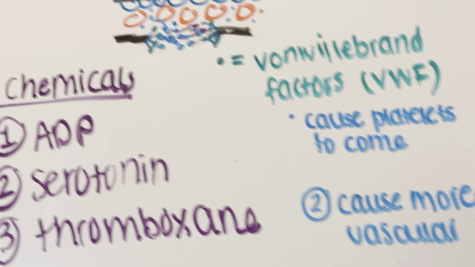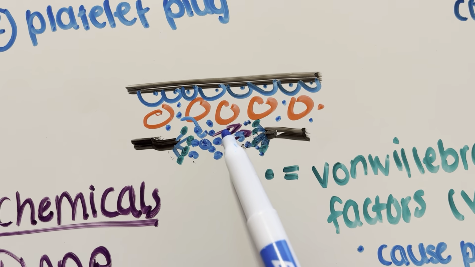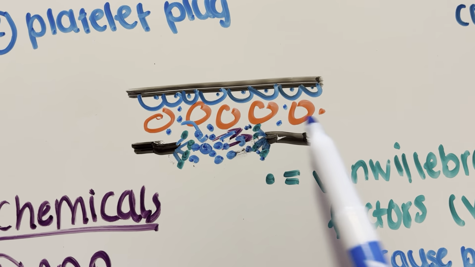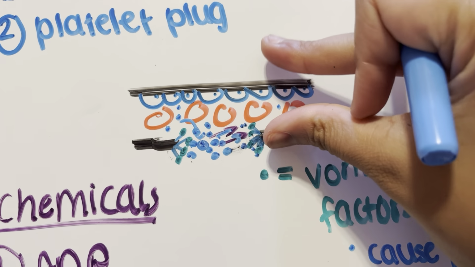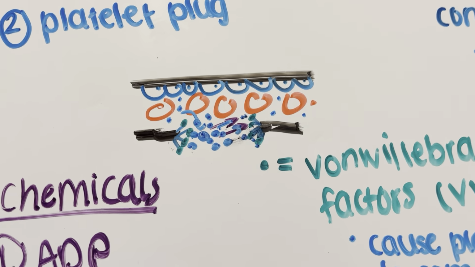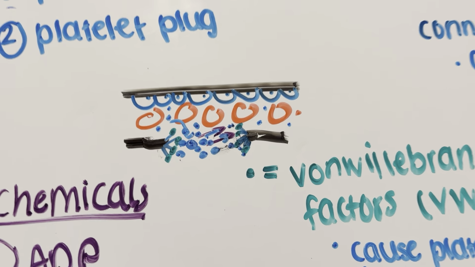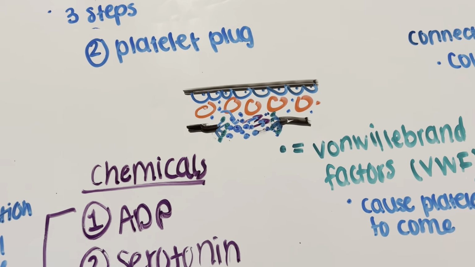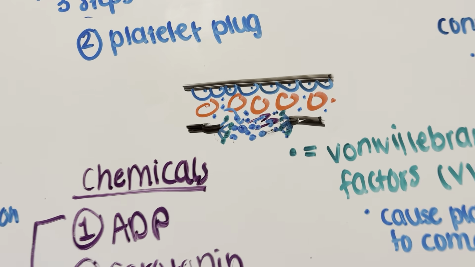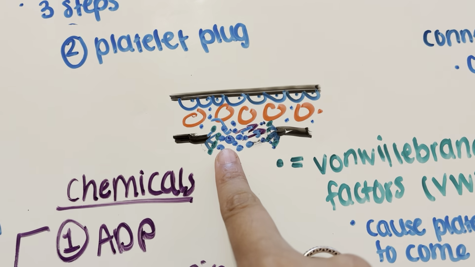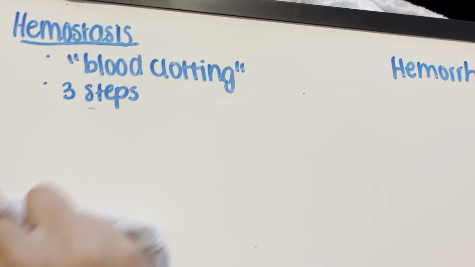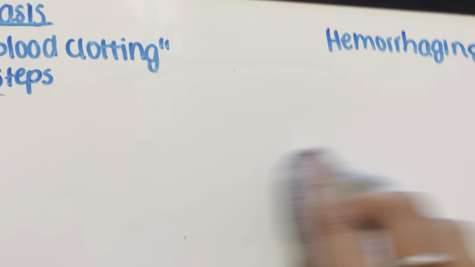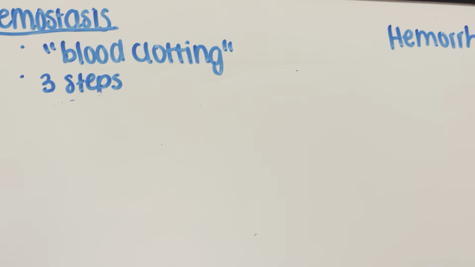So first of all, these purple chemicals are going to be like, hey, we need more platelets. And second of all, it's going to cause more reduction in the diameter of the blood vessel. So that is basically the platelet plug. And we don't end with that step. You may think, hey, there's a lot of platelets here, but there's one last step that is very important for this whole process.